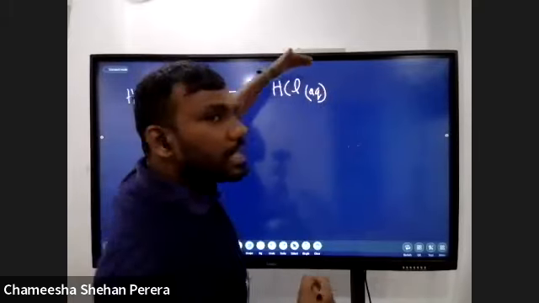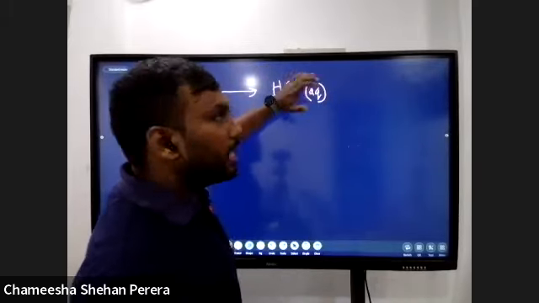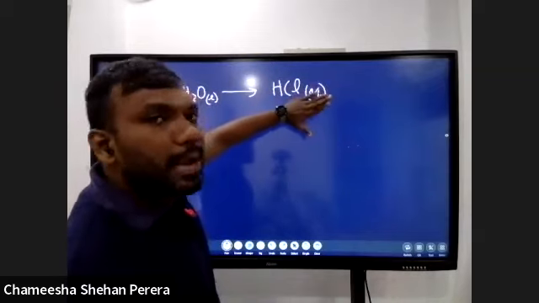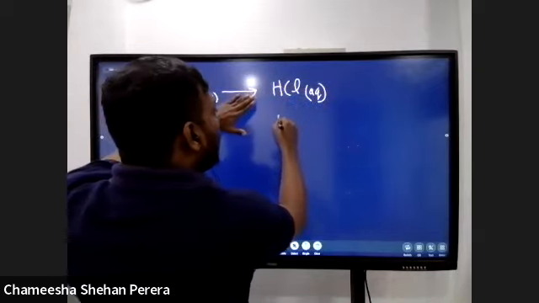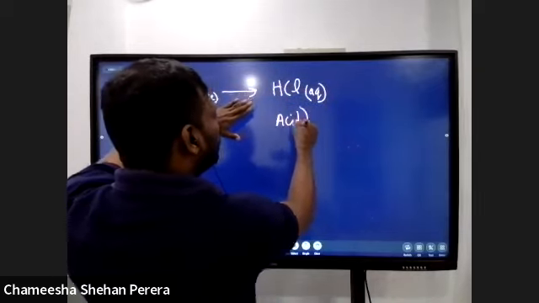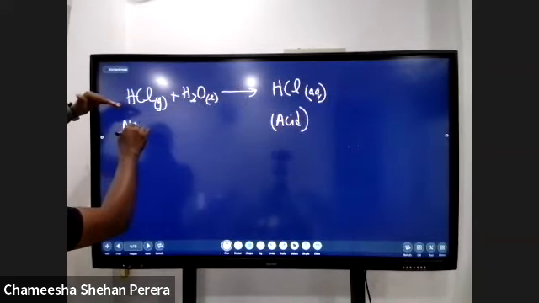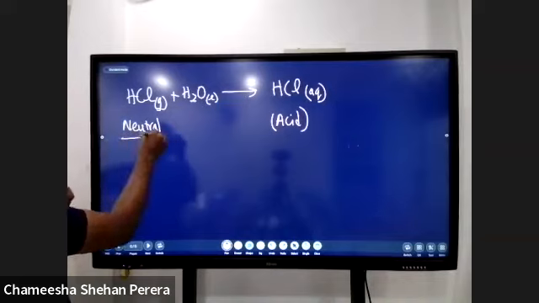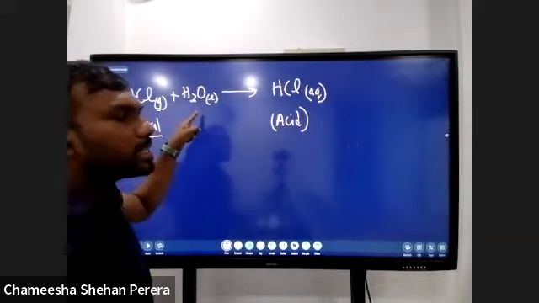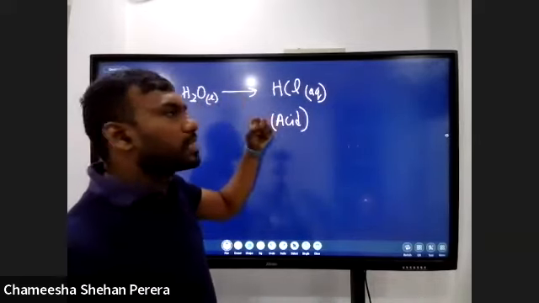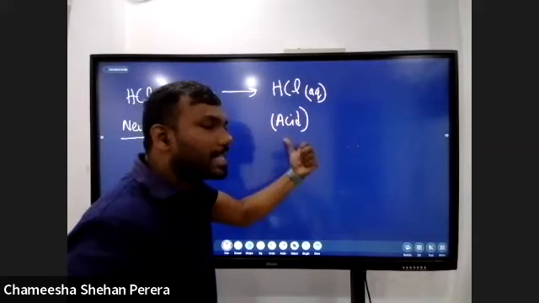But now its concentration is lower, it is diluted, it's not 100% HCl. Now it's mixed with water. Now only it behaves as an acid. So until then, when it was a vapor, it was actually neutral, right? When it is a vapor, it's neutral. When you dissolve HCl in water, only it starts to show its acidic property.